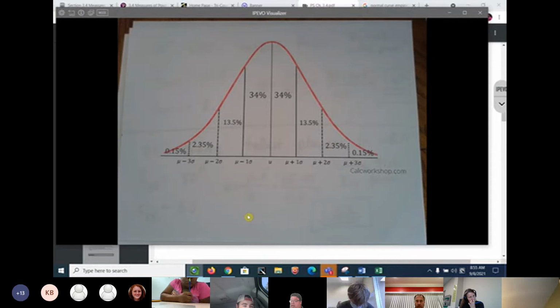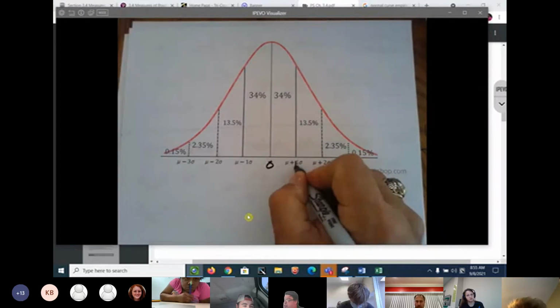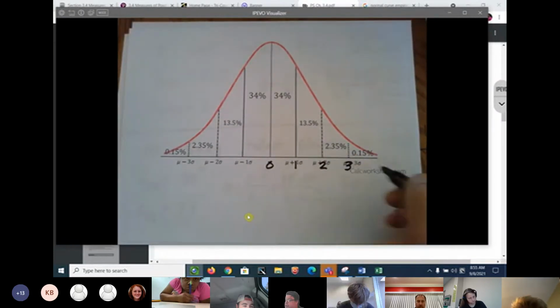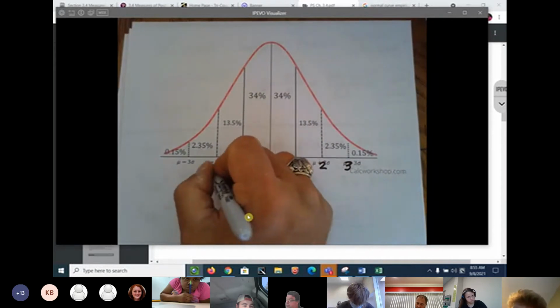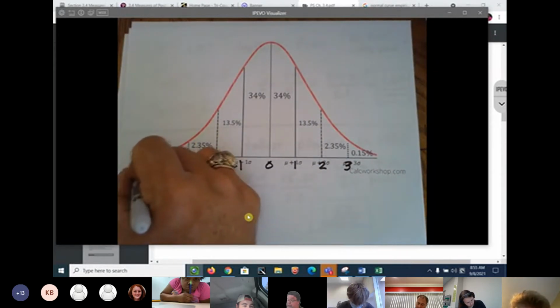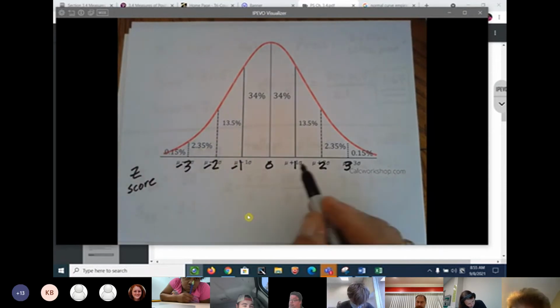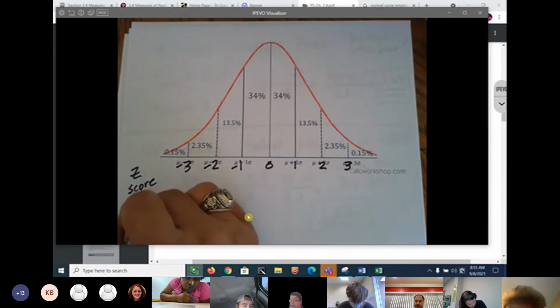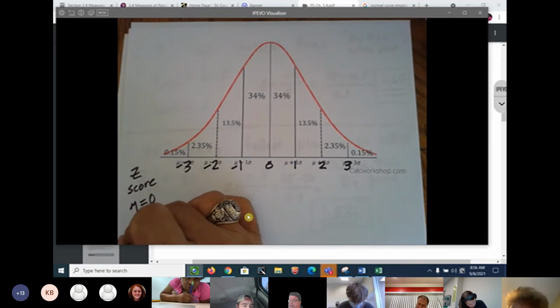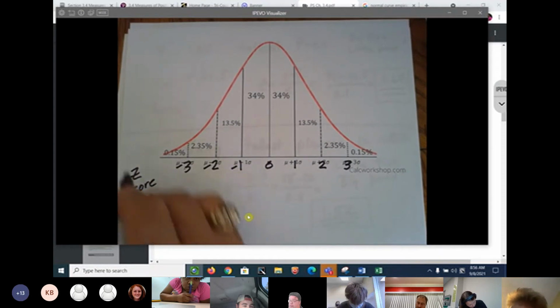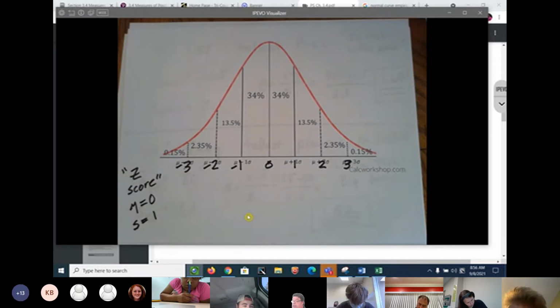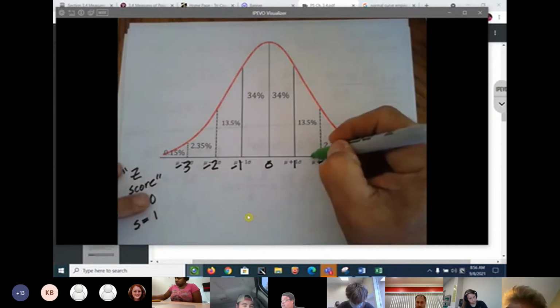So where is 1.67? This is 0. This is 1, 2, 3, -1, -2, -3, because these are z-scores. Z-scores 0, -1, -2, -3, 1, 2, 3. The mean is equal to 0, and the standard deviation is equal to 1 when you're doing z-scores. Okay? So where is 1.67? 1.67 is right in here.